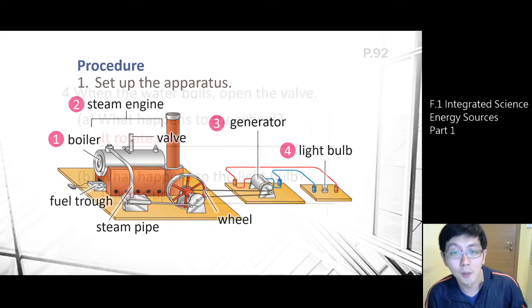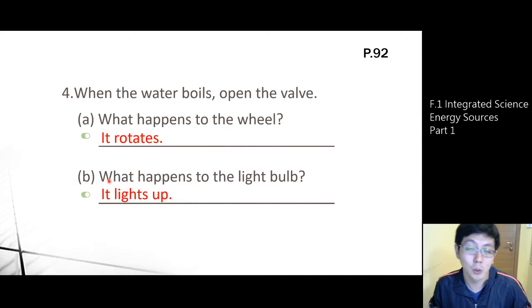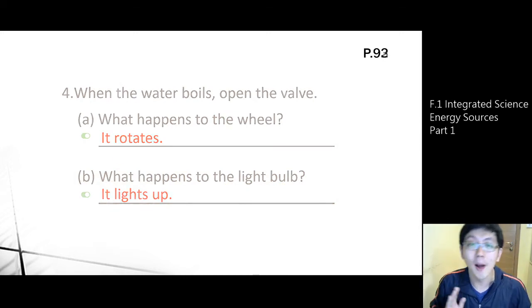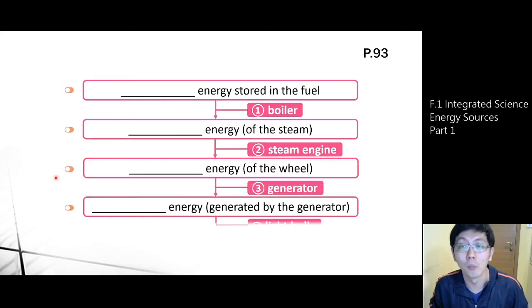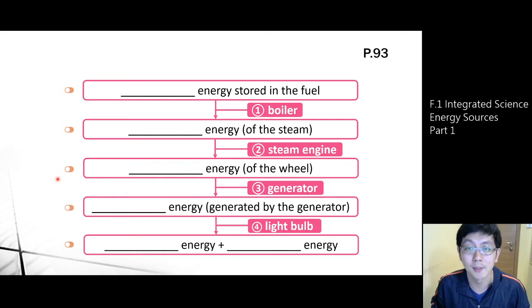So I need you to turn to pages 92 to 93 and mark down the observations. For question number 4, this one is straightforward. The light bulb will light up and the wheel rotates. Very simple. However, I need you to take some time to think about the energy conversion for each of the steps. Page 93. Now, pause the video and use a pencil to write down what kind of energy is involved in each stage.